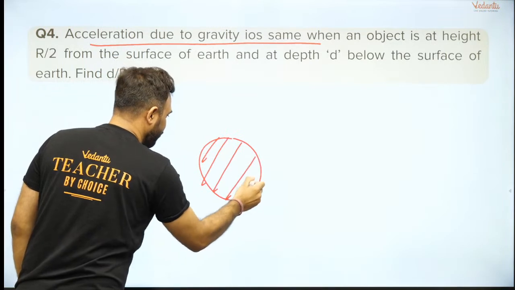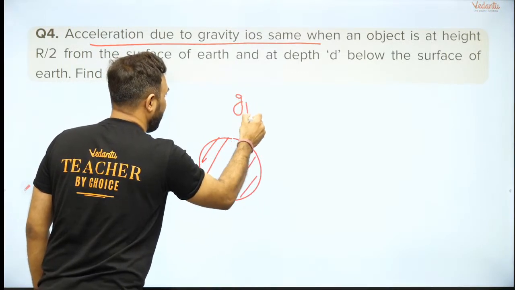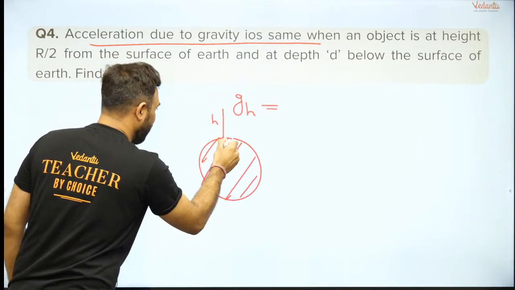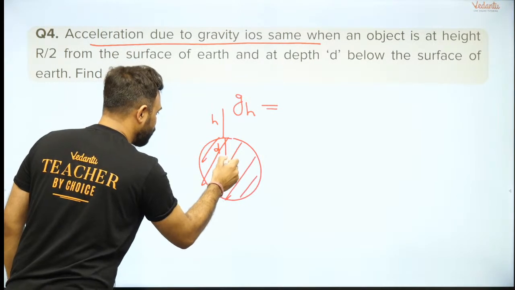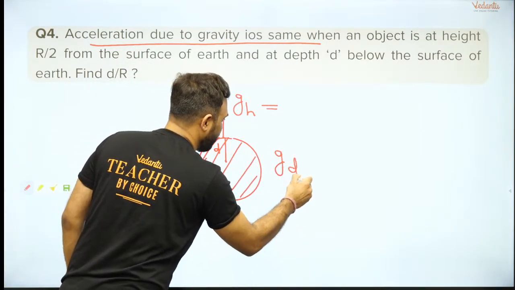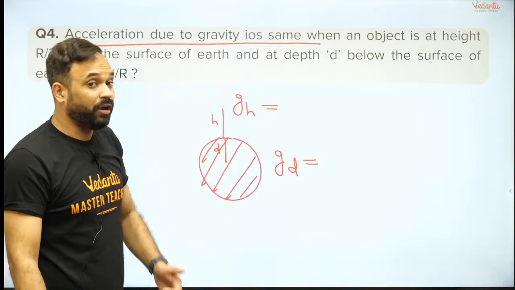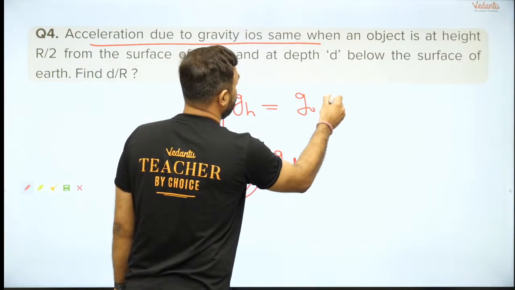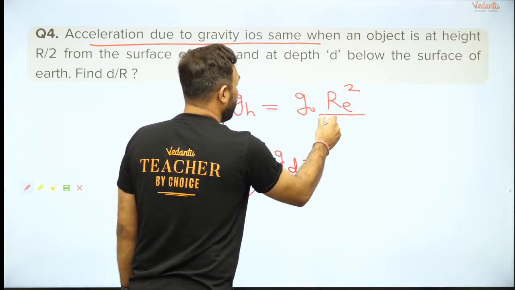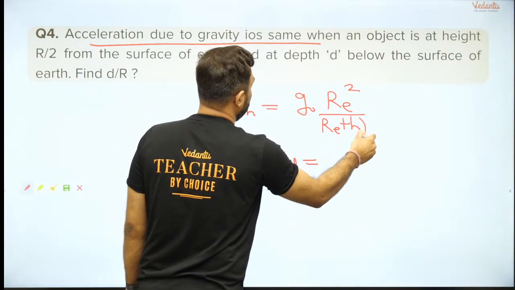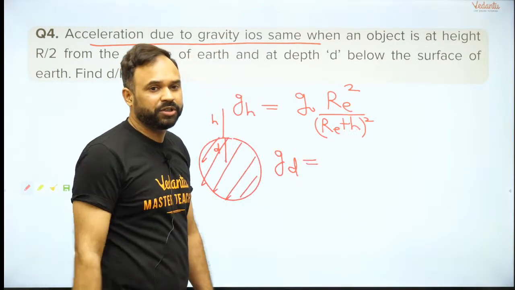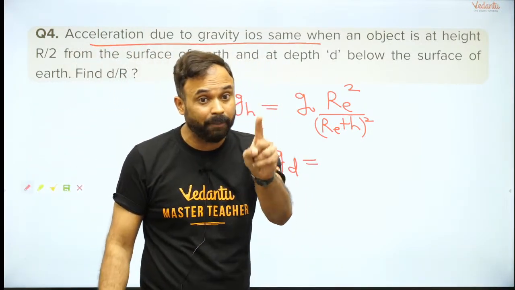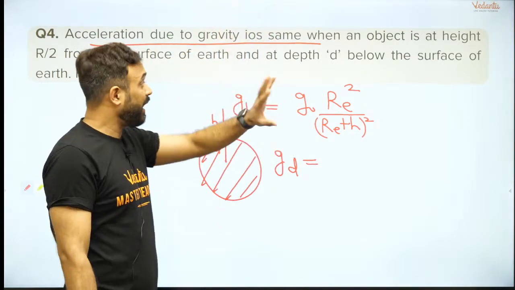Let's move ahead. Now this was a problem based on acceleration due to gravity. You should know that if this is the surface of Earth, we should know the variation of acceleration due to gravity with height h above the surface, and with depth d below the surface. What is acceleration due to gravity with respect to height? The formula is g0 into the square of Re upon Re plus h the whole square. This is the basic formula.